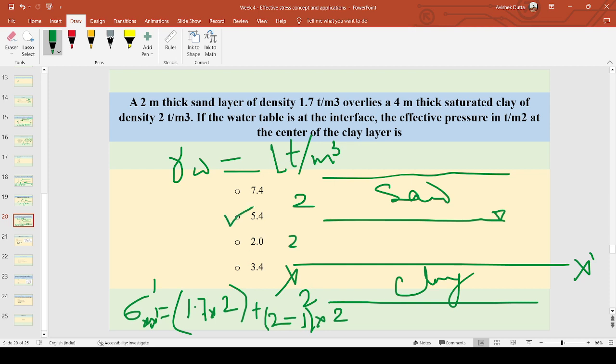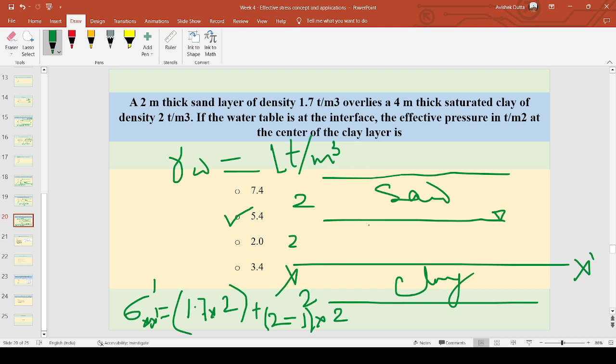For the sand layer, we will be considering the bulk density of sand, because there is no water table present, and the sand is dry. And for clay, we will be considering the submerged unit weight, because the clay layer is saturated, and here we are asked to find out the effective pressure only. If it was total pressure, then it would have been 2 into 2, that is 4, plus 3.4, that is 7.4, the first option, because at that time we will be considering the saturated unit weight of the clay layer. Okay, I hope it is clear.